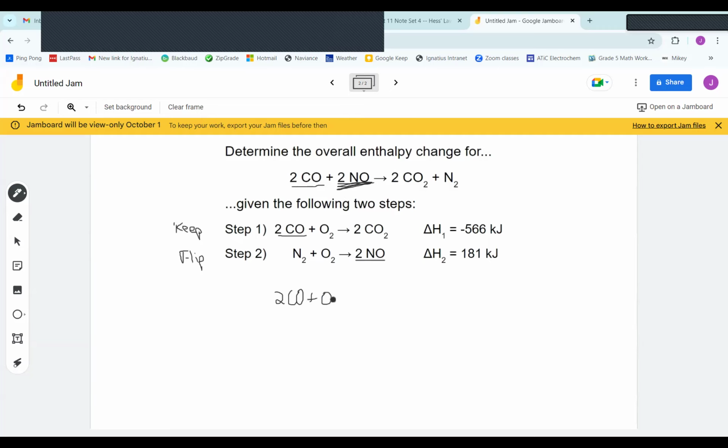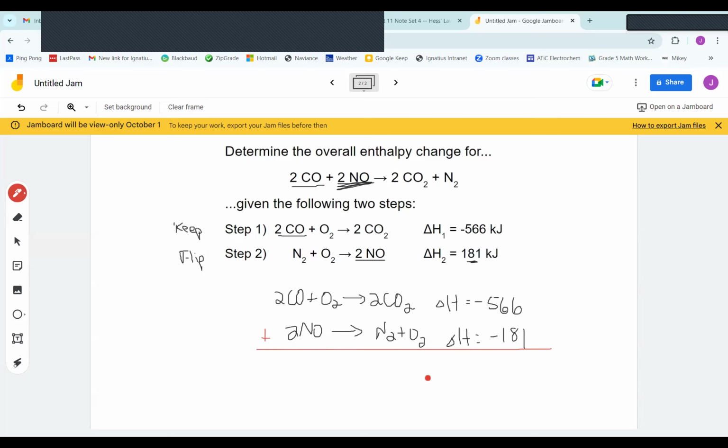First, I'm going to rewrite step 1 exactly as it appears, no changing. Keep the delta H value exactly as it was, negative 566. But step 2, I'm going to rewrite, having flipped it around. I'm going to put the 2NO on the reactant side, and I'm going to put the N2 and the O2 on the product side. Having done that, our delta H, if it was originally positive 181, now we've got to flip the sign of the delta H to make it negative.